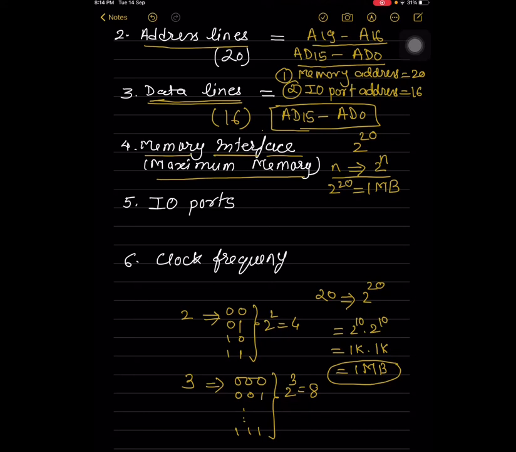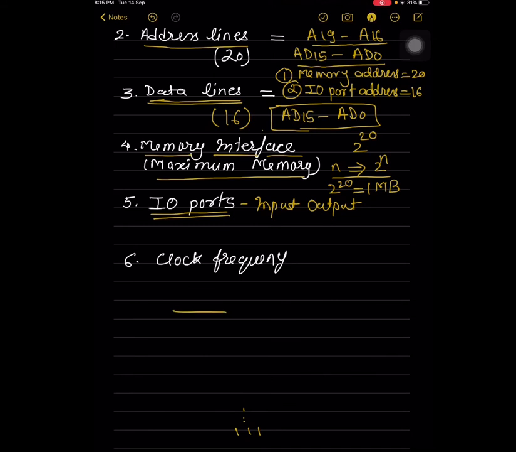It doesn't mean that we cannot connect lower capacity memory. We may connect 1K, 2K or 16K or 32K memory, but the maximum that can be connected is 1 MB. Another important feature in 8086 is about the IO ports. IO ports means input output ports. In microprocessor, other than memory, the other device that can be connected is an input output device. Whenever the microprocessor is connected with any input output device, it is connected through IO ports.